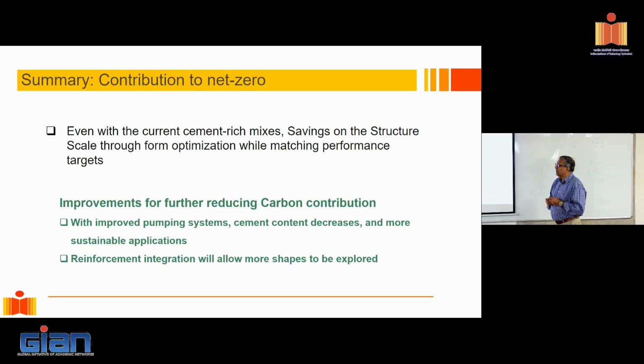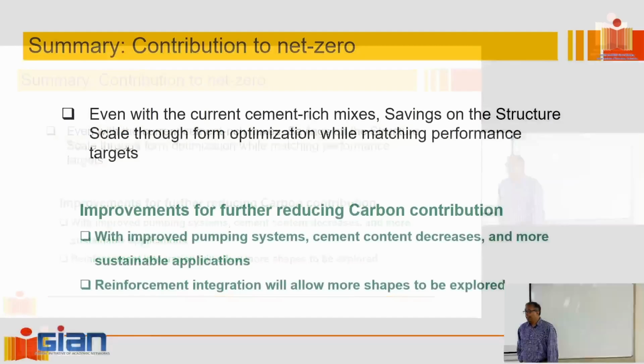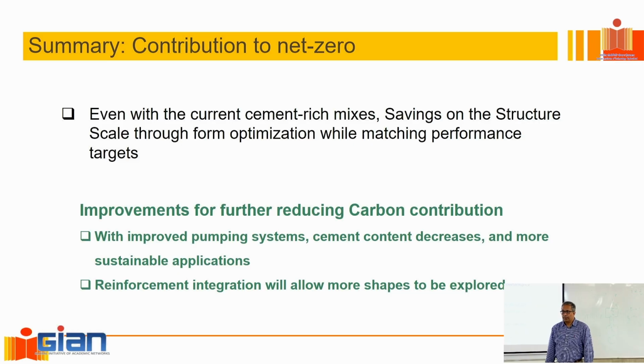if you want to get to net zero, even with the current cement-rich mixes, through form optimization, we have savings in the carbon, right? And we are doing so without compromising on the performance. Whatever bridge I demonstrated had the required capacity and the stiffness, okay? Now, when we are designing structures like bridges, often it is stiffness that matters more than the strength. You don't want to stand on a bridge where you feel the vibrations, okay? And oftentimes the member sizes are dictated by stiffness more than the strength, okay? We found that our bridge was actually very, very stiff.